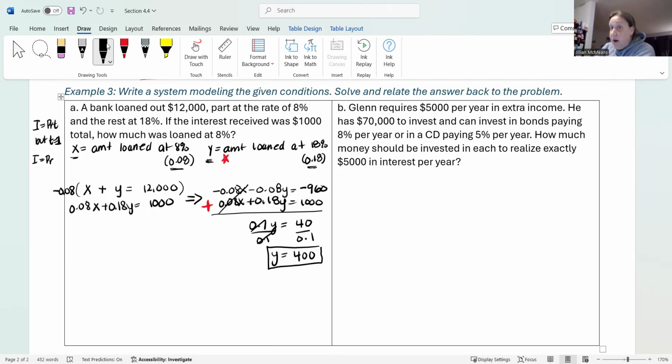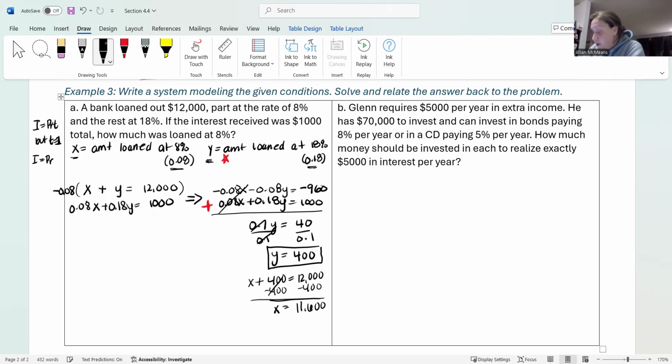So let's use that to figure out how much was loaned out at 8%. We're going to take that very first equation, x plus y, where y is 400, and set that equal to 12,000, and then we'll solve for x. So we have x plus 400 equals 12,000. We need to get x alone. To do that, we subtract 400. 400 minus itself is 0, leaving just an x. And then 12,000 minus 400 is 11,600.